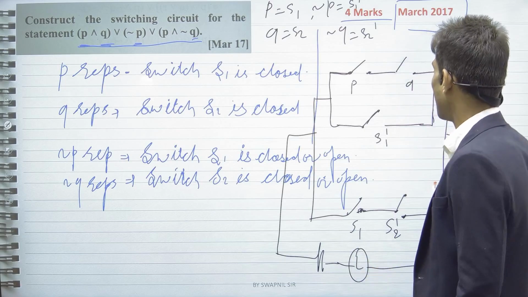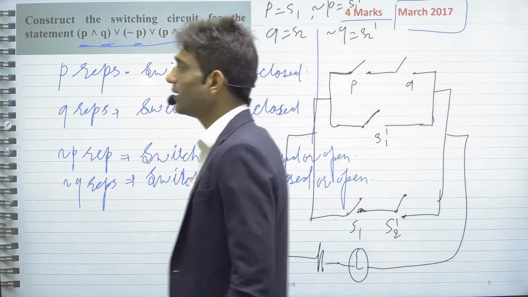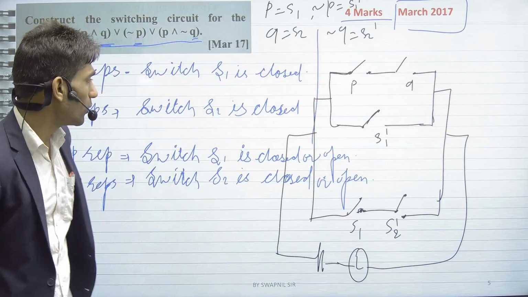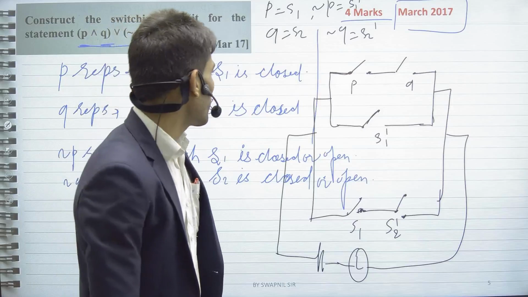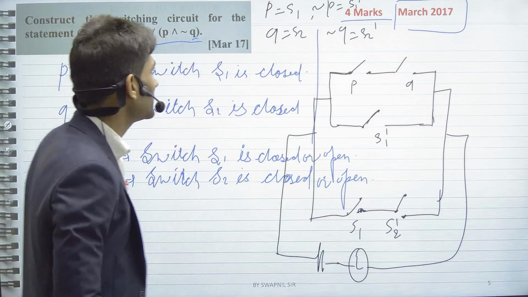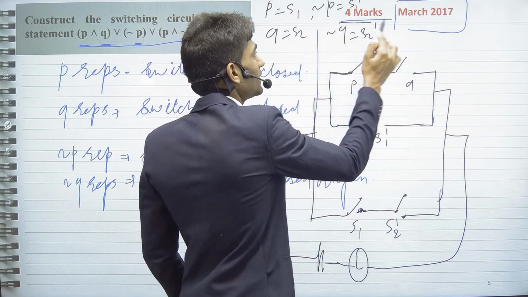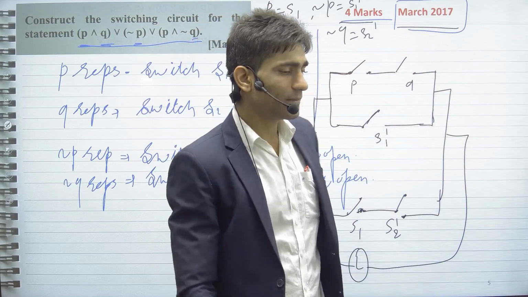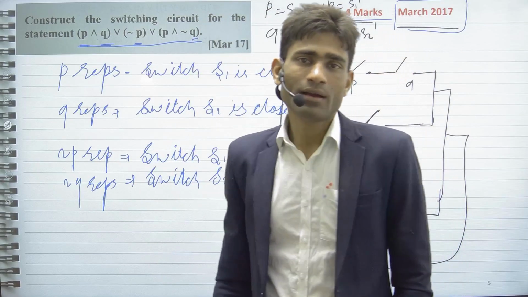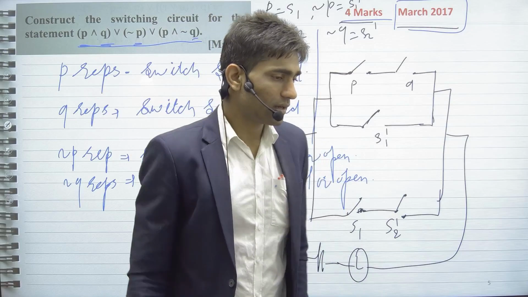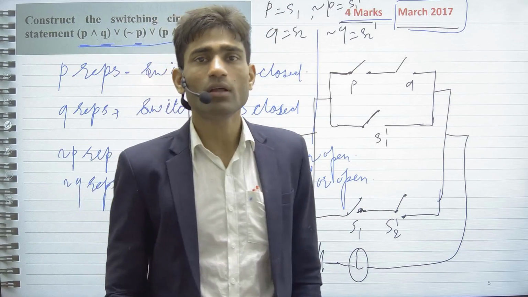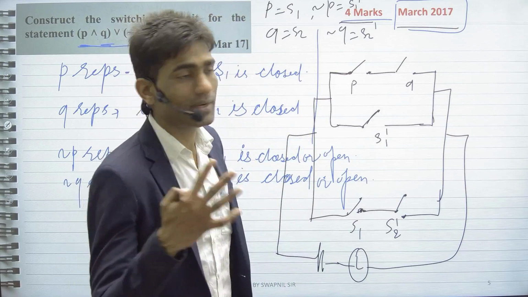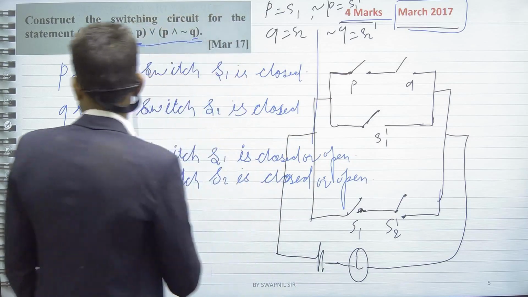Consider this one is a lamp. I'm expecting that you all have understood how we can convert our logical expression into a switching circuit. That's what we want in our board exam. This question was asked for 4 marks in March 2017. Nothing is difficult here. If you found anything difficult, let me know in the comment section and I will come up with the same videos. Okay, let's go for the next question.